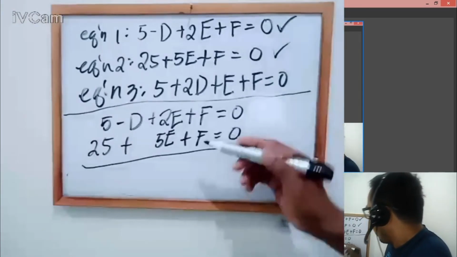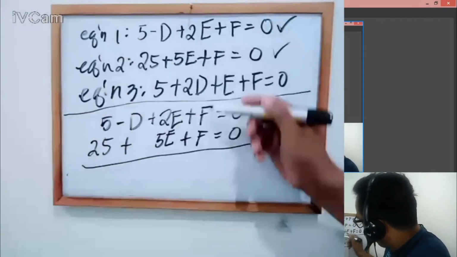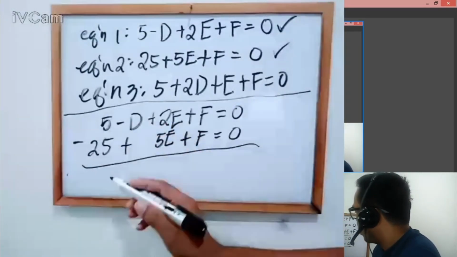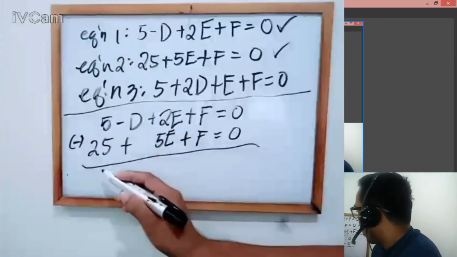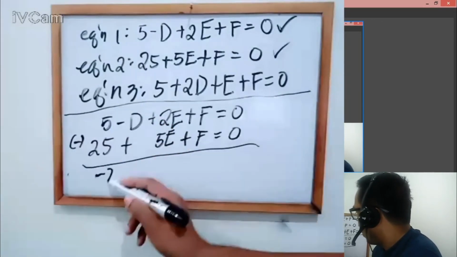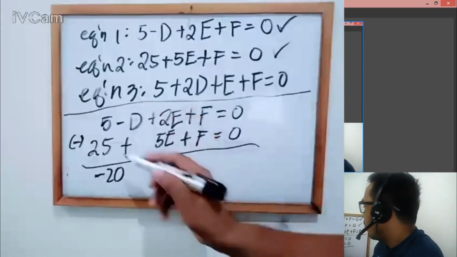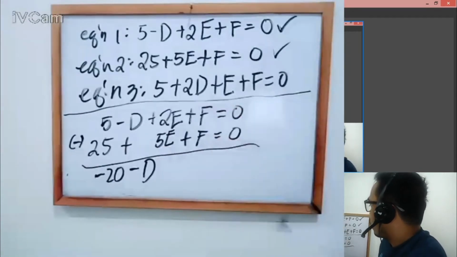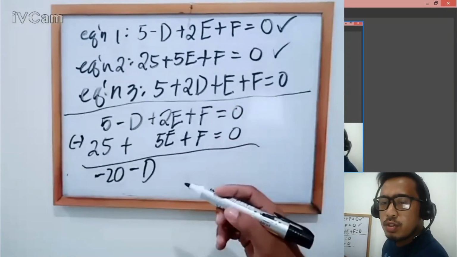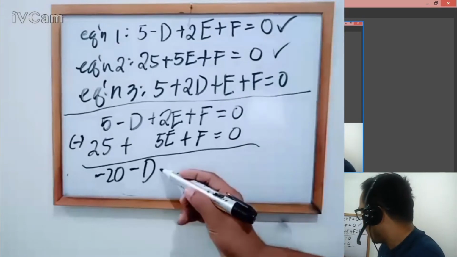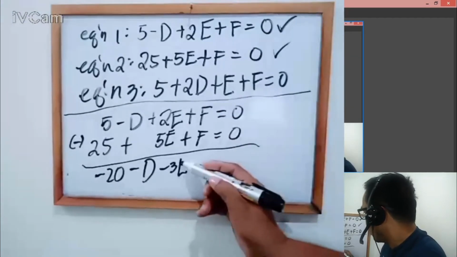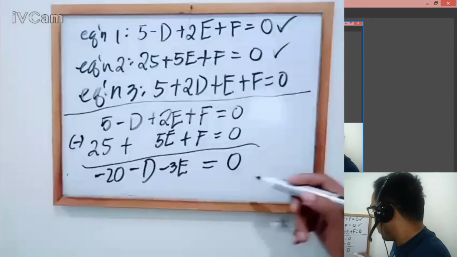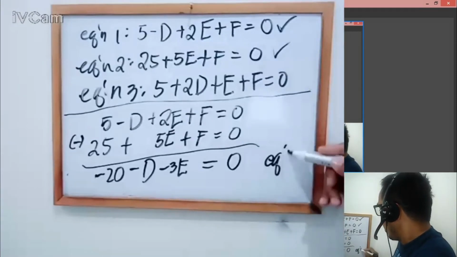So here you probably want to eliminate F, so you may subtract. If you subtract, you have 5 minus 25 is negative 20. Negative D minus 0, so you have minus D. Positive 2E minus 5E, so you have negative 3E. F minus F is 0. 0 minus 0 is also 0. Then we label it as equation number 4.